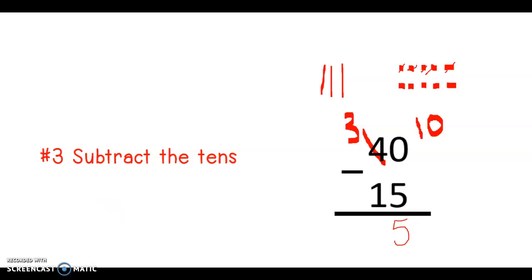Now I need to subtract the tens. Well, after I borrowed one of my tens, I had 3 tens left in the tens place. And I am subtracting 1 ten from my 3 tens. So I can cross this one out. 3 tens take away 1 ten, I have 2 remaining. So 40 minus 15 gives me a difference of 25.